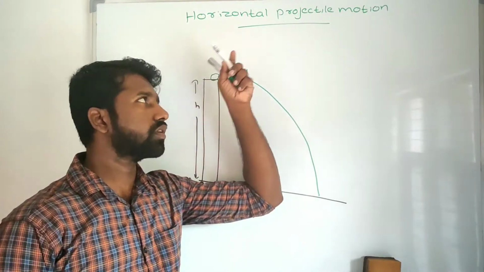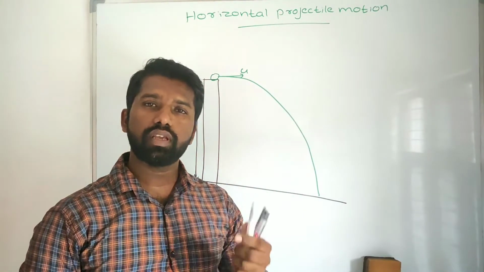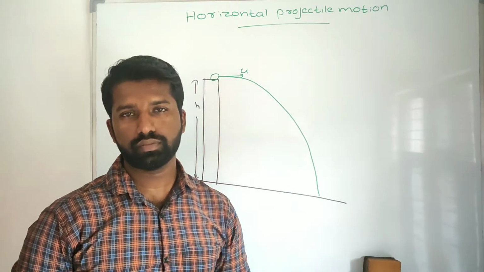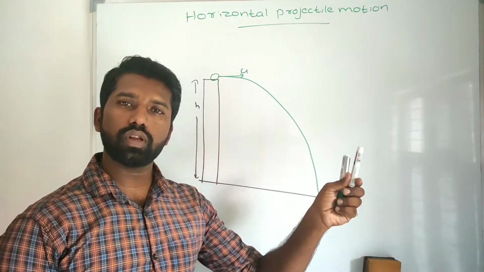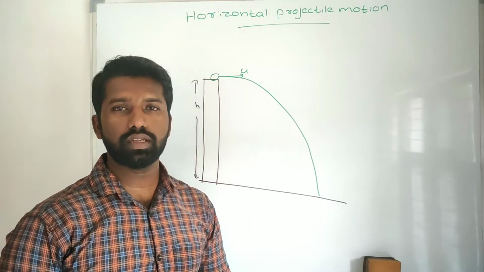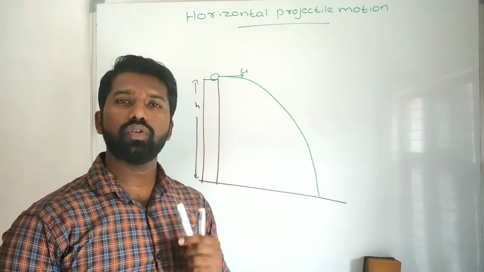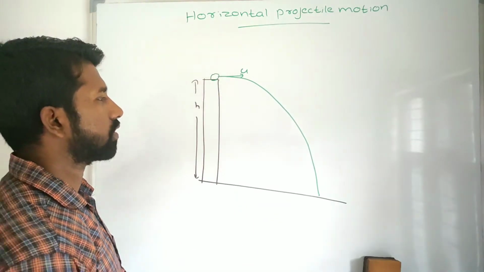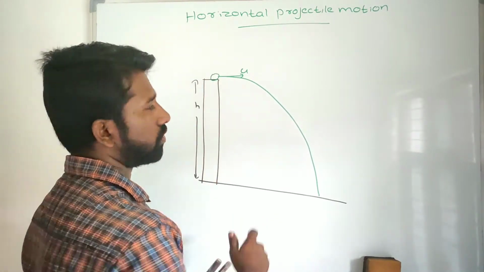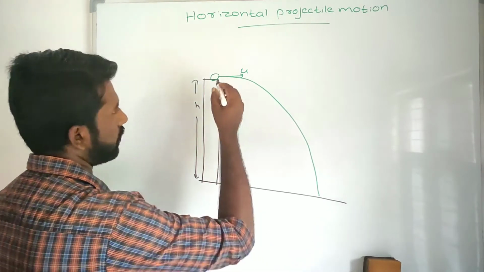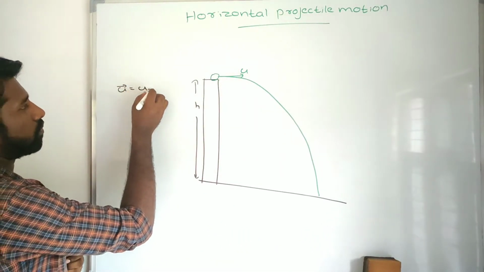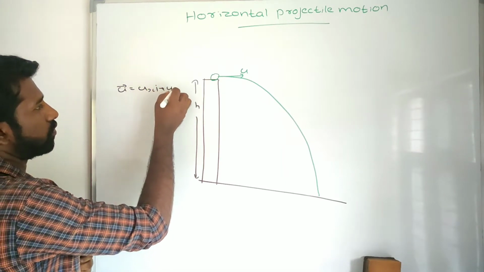So horizontal projectile motion can be considered as the combination of two independent motions. One is horizontal uniform motion and the second is vertical uniformly accelerated motion. Here the body is projected with an initial velocity u. Okay, then you see this, the initial velocity has two components, u = ux i + uy j.